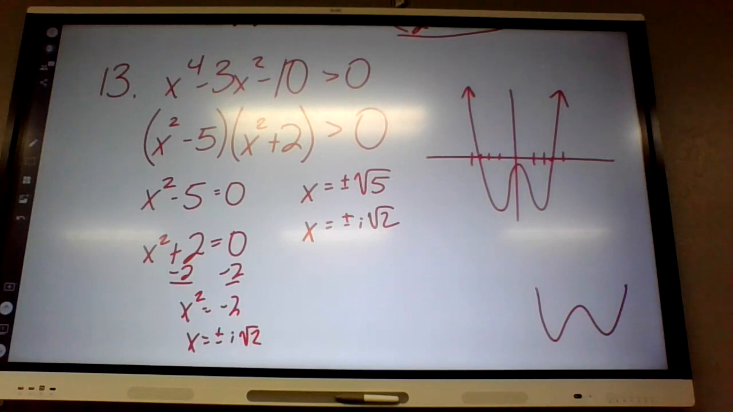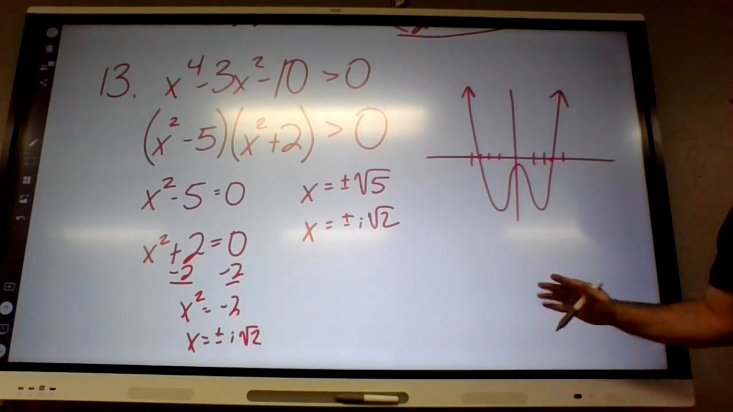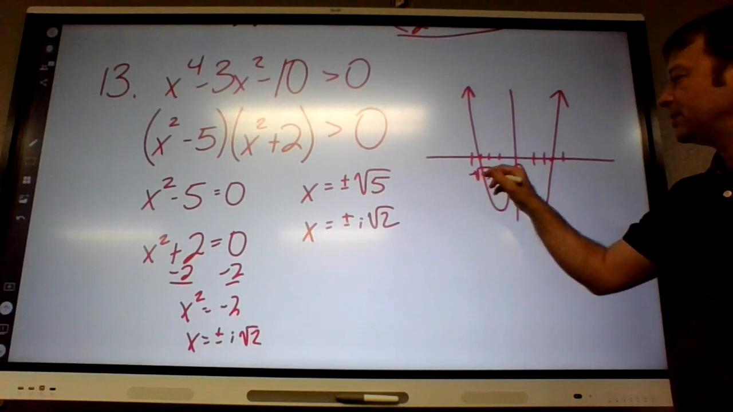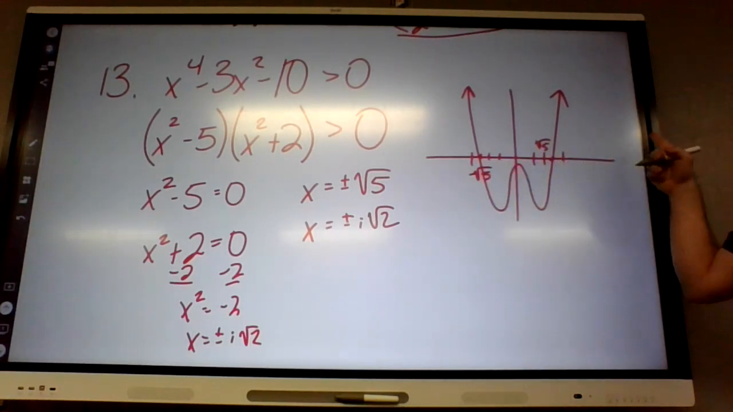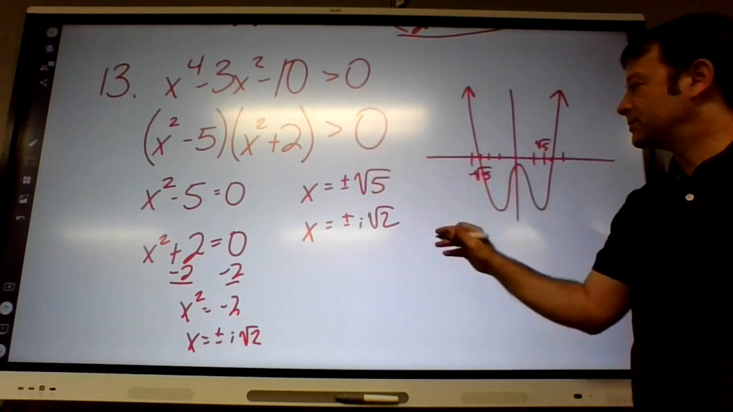Anyways, where is this function greater than 0? All the x values less than negative square root of 5 and all the x values greater than positive square root of 5. That's where it's positive.